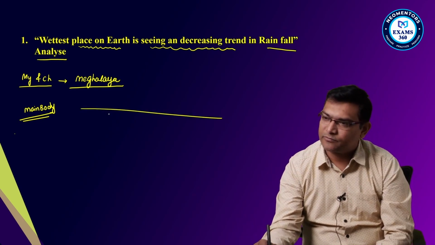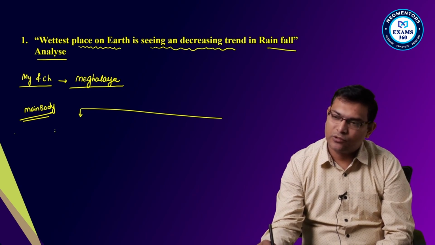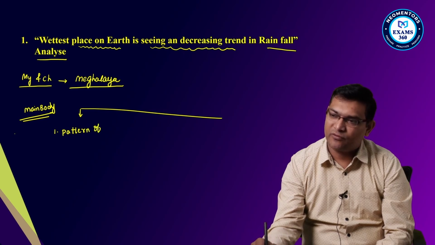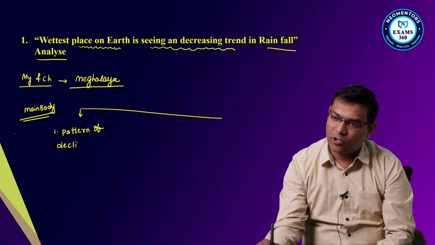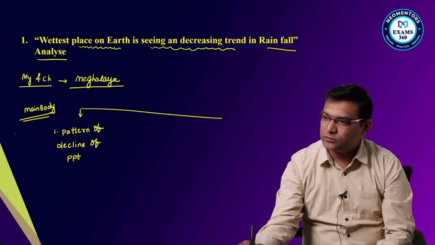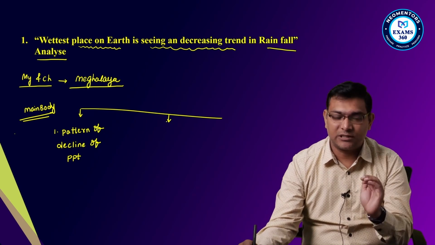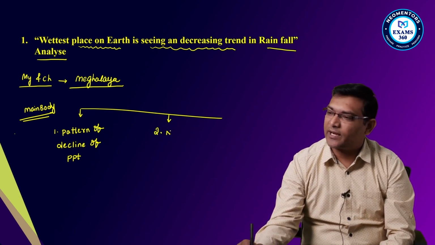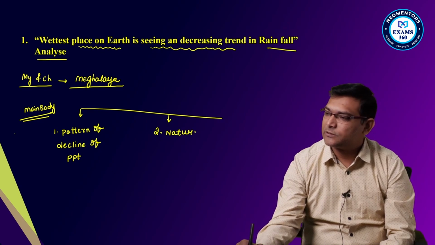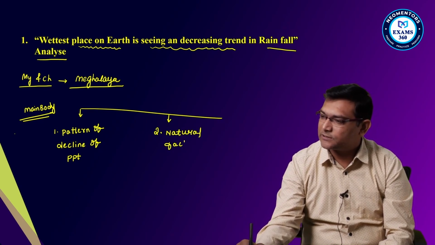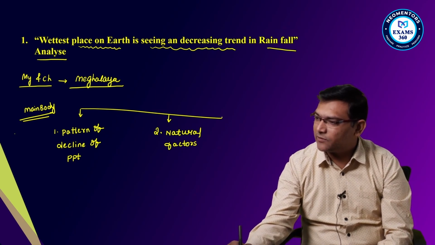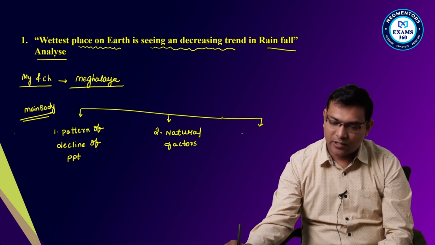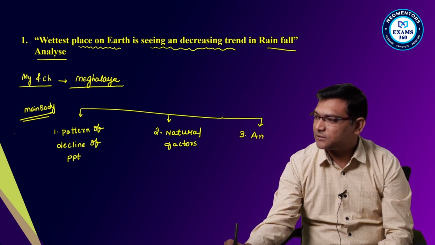the first one is related to the pattern of decline of precipitation, what is the pattern of its decreasing. Okay, I will just let you know. Second, natural factors. And the last one, the third one, is your anthropogenic factors.